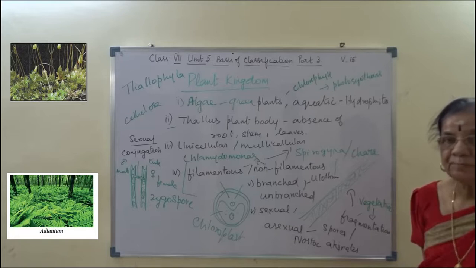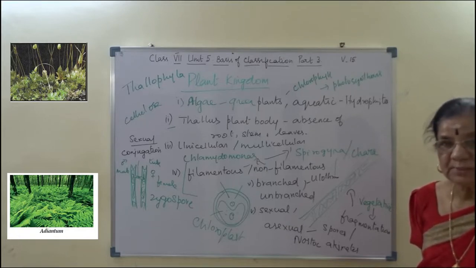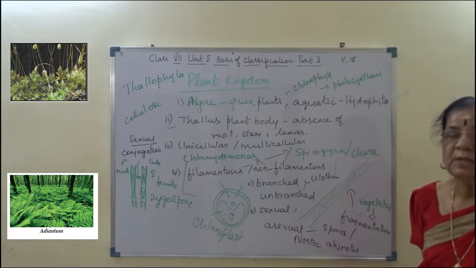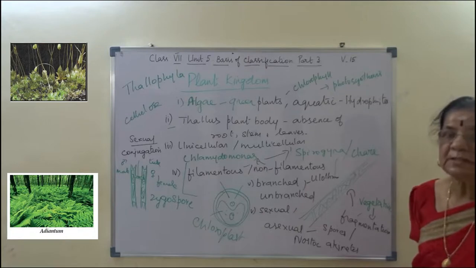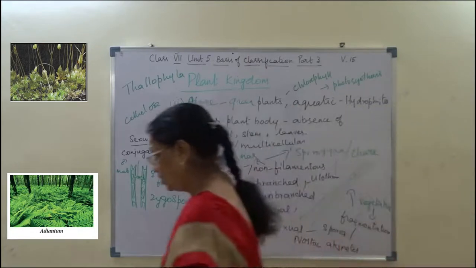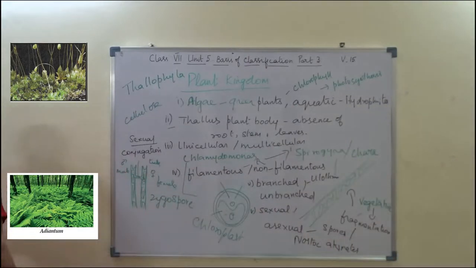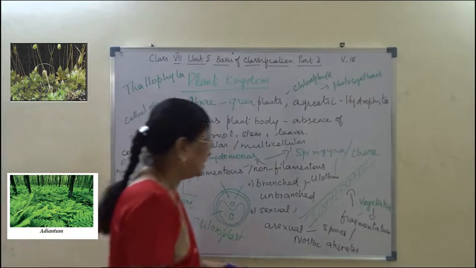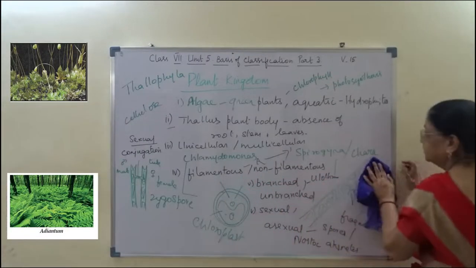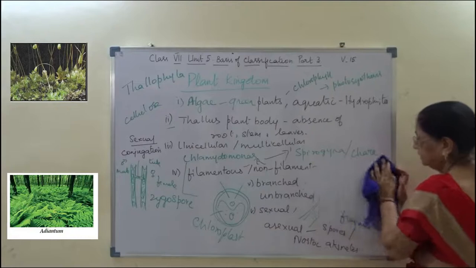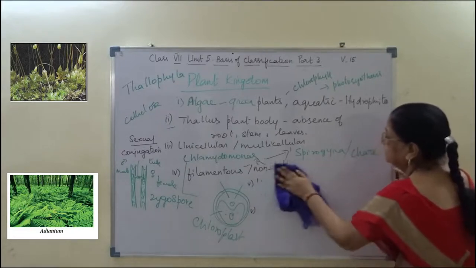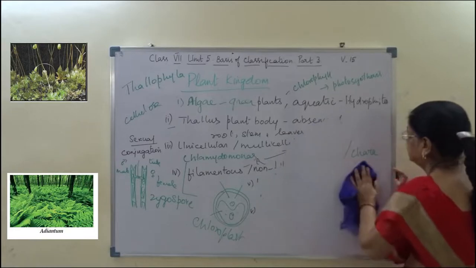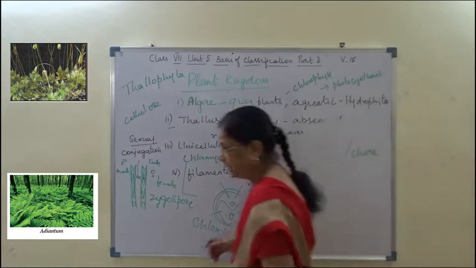Vegetative method by fragmentation. Asexual reproduction by the formation of spores and akinetes. And sexual reproduction is by the method of conjugation. Example, Spirogyra. Whereas in Chara, the sexual reproduction is taking place.